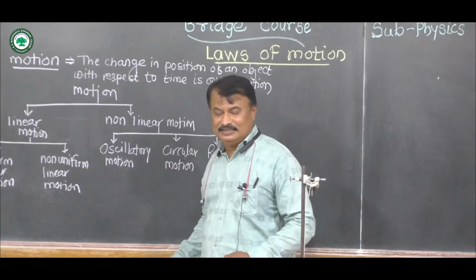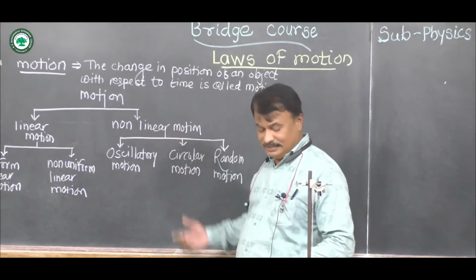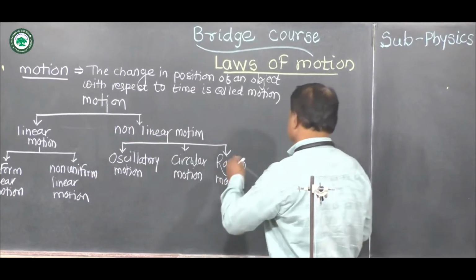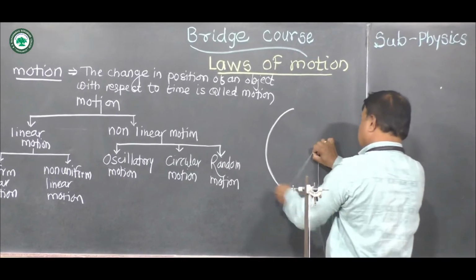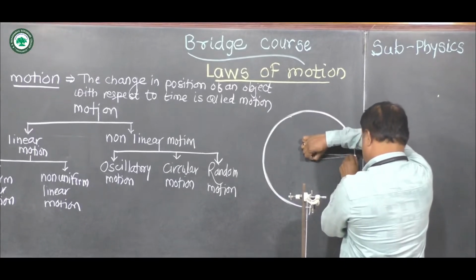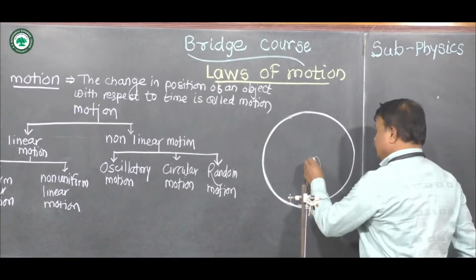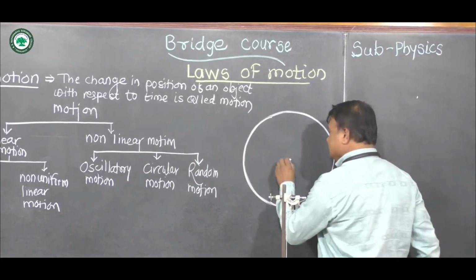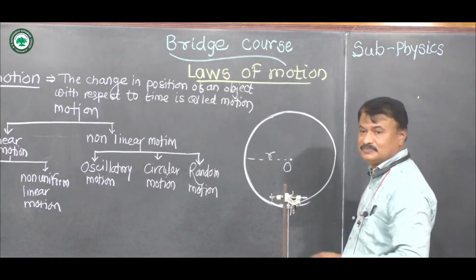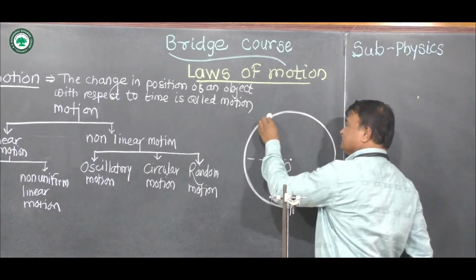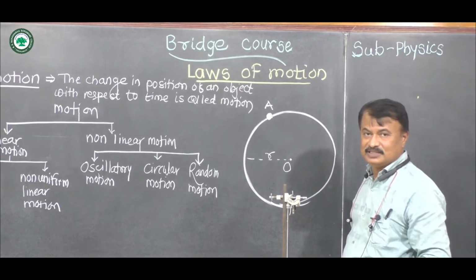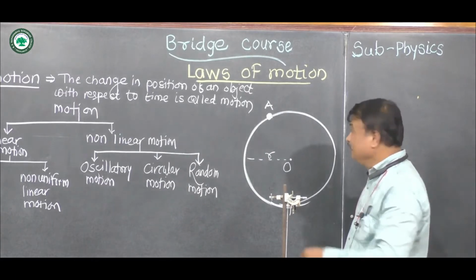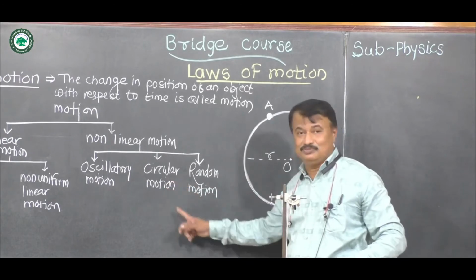Now we concentrate on another type of non-linear motion. If you consider this diagram, O is the center of the circle, R is the radius of the circle, and if you consider object A, which is on the circumference of the circle, if it is moving along the circumference of the circle, then the motion of such an object is called circular motion.